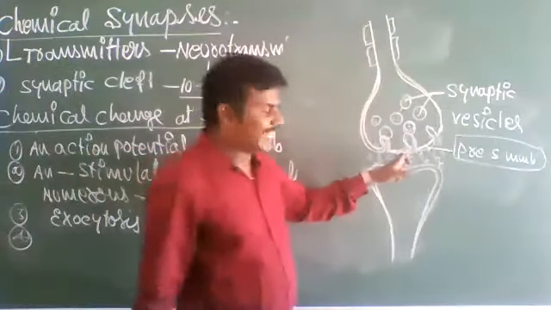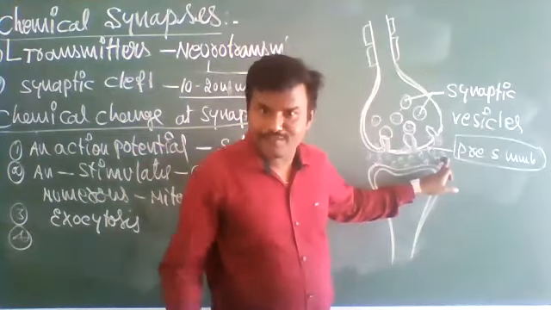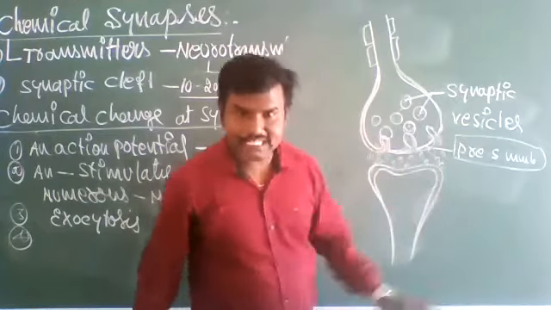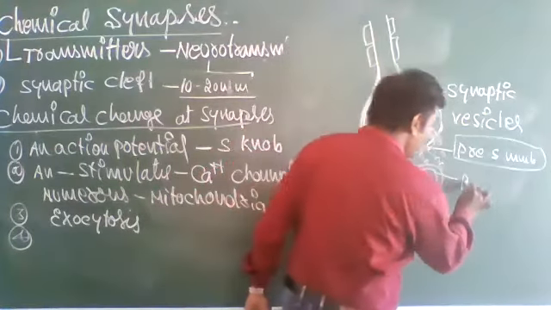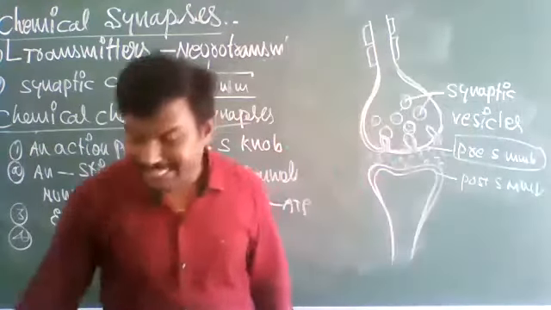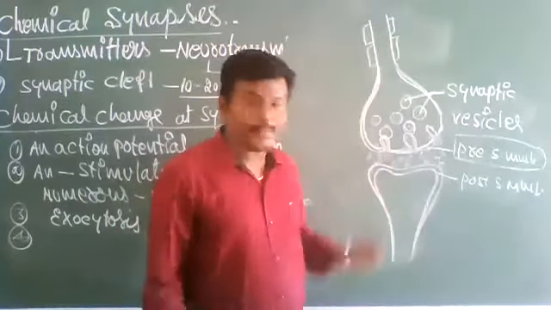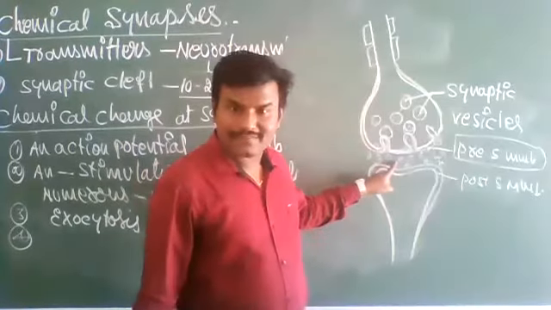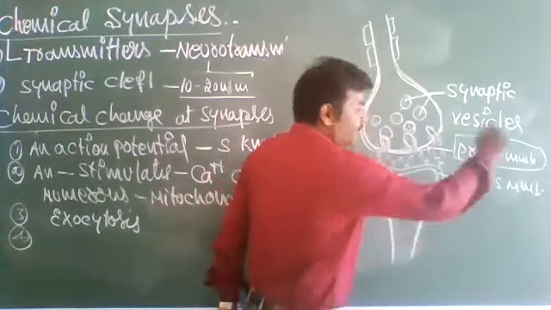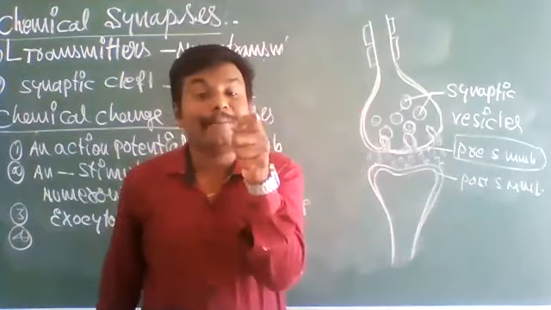When the neurotransmitters are released by exocytosis, immediately, without any time delay, they are transferred to the post-synaptic membrane. When released into the synaptic cleft, they immediately bind to the post-synaptic membrane. It takes about a millisecond.